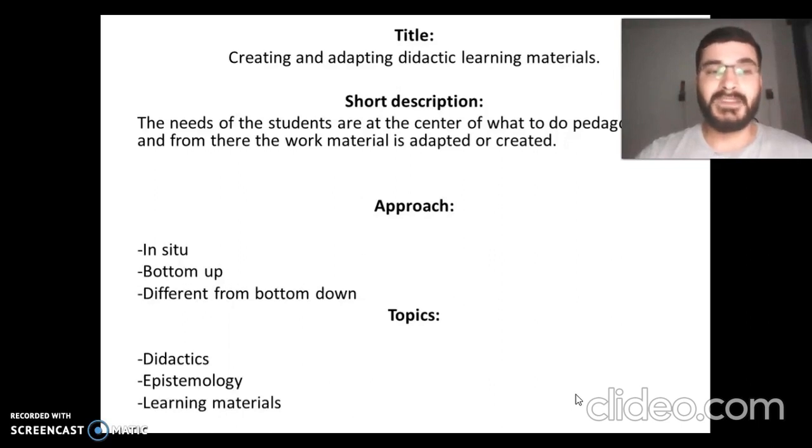So in situ, bottom up, and creating and adapting all of those didactic activities will make of us very successful teachers, and we will be able to share knowledge, significant knowledge with our students. Thank you very much.